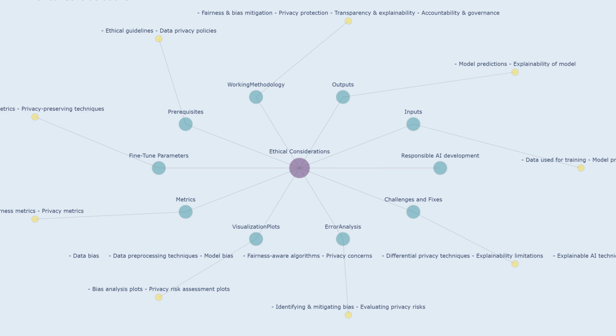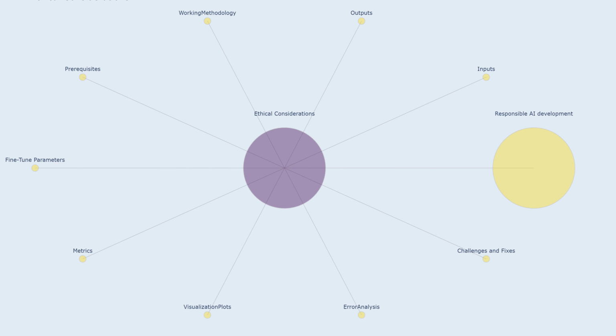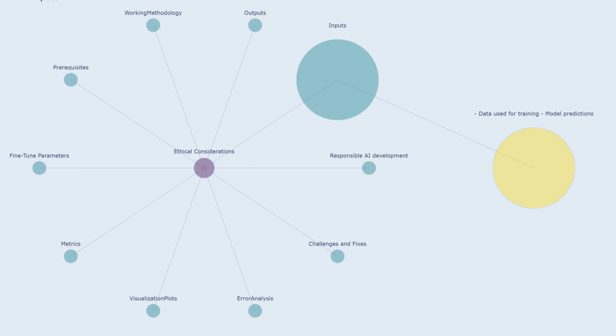Ethical considerations. Responsible AI development is a crucial aspect of building and deploying artificial intelligence systems that are aligned with ethical principles and societal values. It ensures that AI applications are developed and used in a way that promotes fairness, transparency, accountability, and respect for human rights. Inputs. Data used for training.